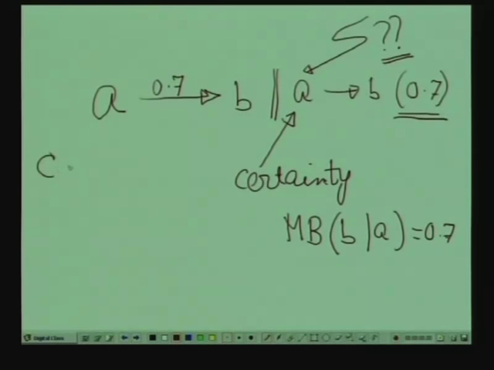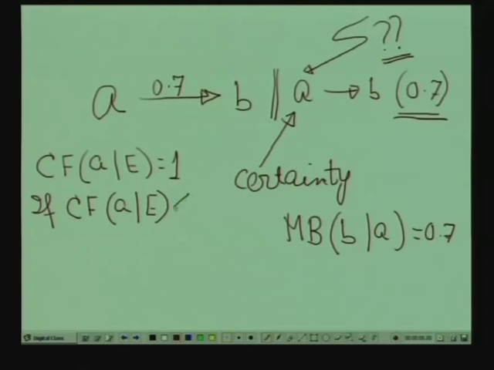If the certainty factor of A given whatever evidences E be 1, in that case it is a certainty. But suppose the certainty factor of A given some evidence E is less than 1, then obviously this 0.7 that I get here should be modified. Therefore, we say it is MB prime.